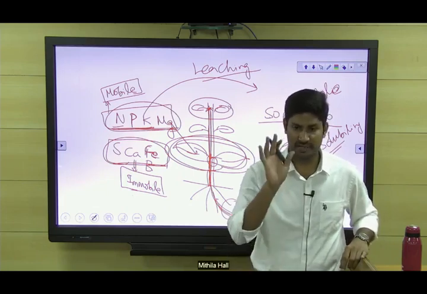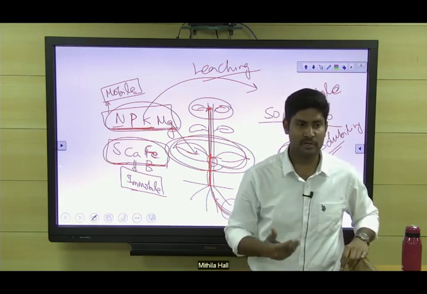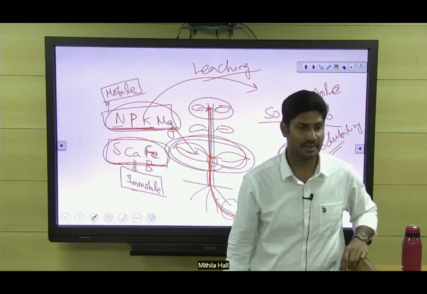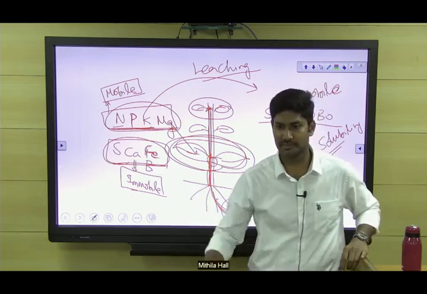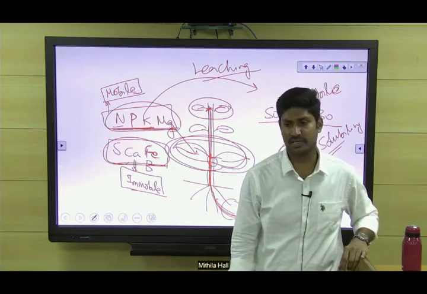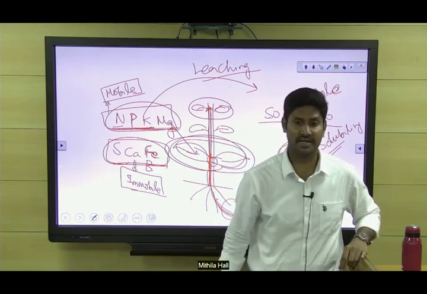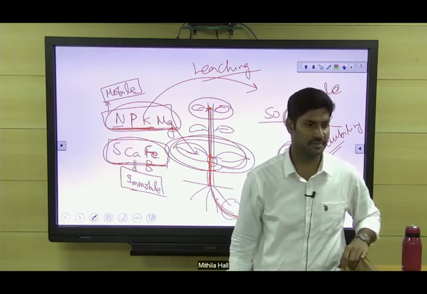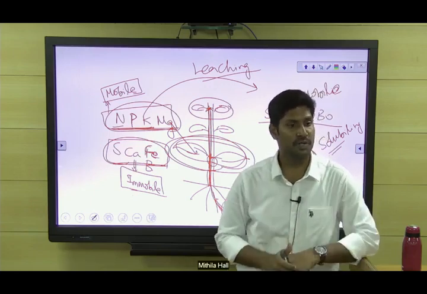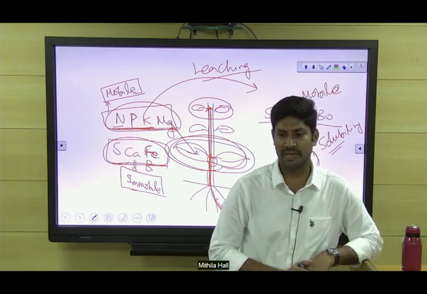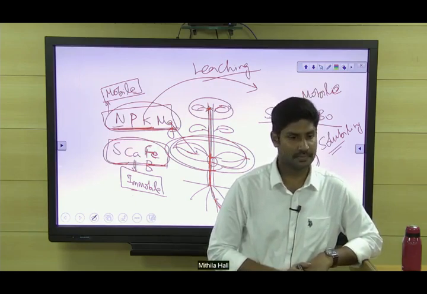If you apply 100 kg of fertilizer, then the crop plants are able to take only 20-30 kg. The remaining 70% will be leached out, removed from the soil. So the loss is very high in waterlogged conditions, especially in rice. That's why we recommend the urea for the rice plant, the amide form of fertilizer.